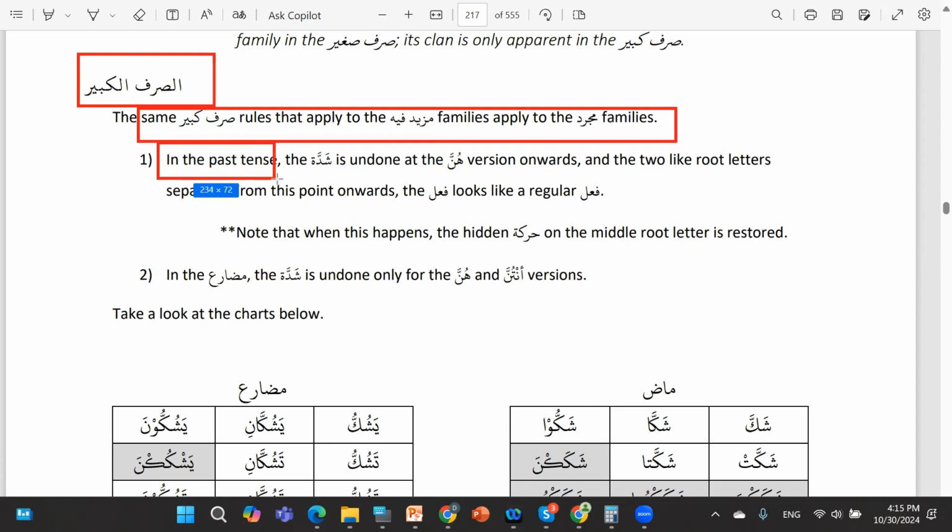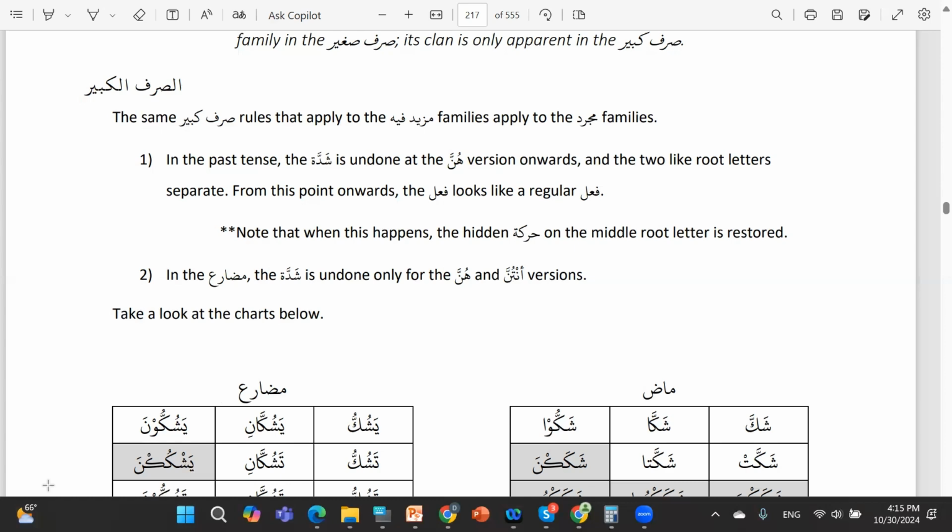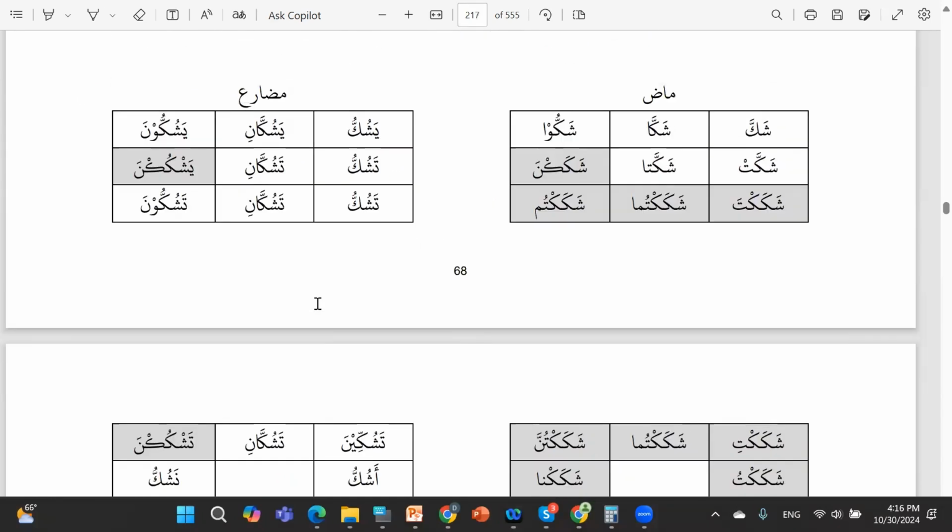In past tense, the Shadda is undone from the Hunna version onwards. So there is a split that occurs on the Hunna version in past tense, and the split is carried down for all sigas in past tense. But in Mudare, the Shadda is undone only for Hunna and Antunna. You can see over here, at the Hunna version there is a split, and it remains the same in all other sigas.